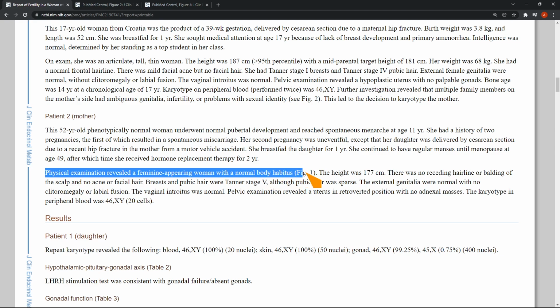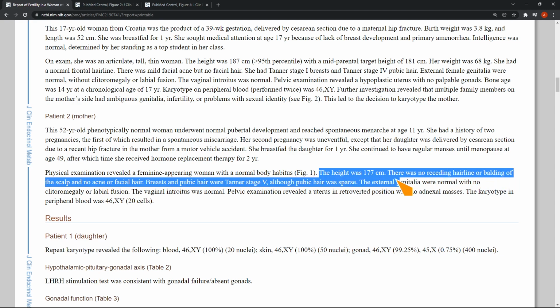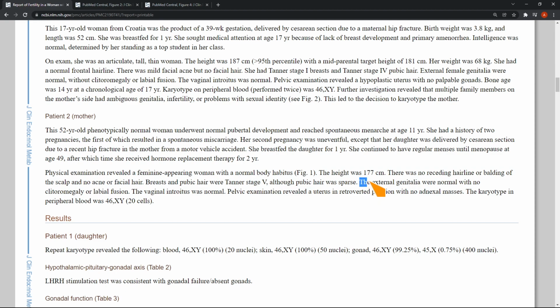There's a picture of this woman. I can assure you she looks like a 52-year-old woman. The height was 177 centimeters. There was no receding hairline or balding of the scalp, no acne or facial hair. Breasts and pubic hair were Tanner stage 5, although pubic hair was sparse. From having looked at the image, she shaved. Not abnormal, but whatever. They pointed it out.